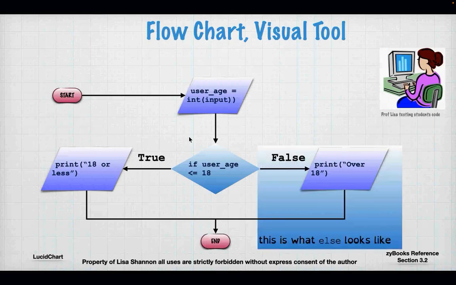Again, exact same program. I'm going to input my user age. I've got print 18 or less. Sorry, I'm going to print my user age. I've got this shape. It's a diamond shape. And that diamond shape is a decision.